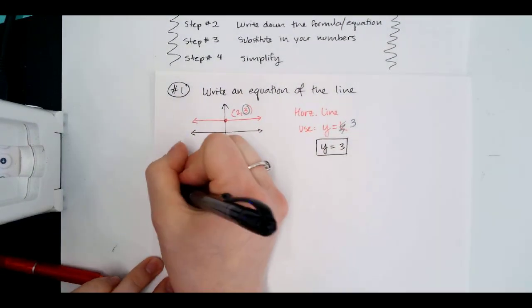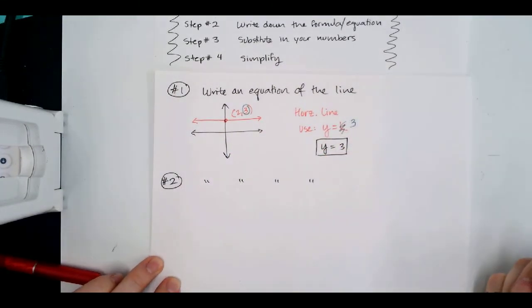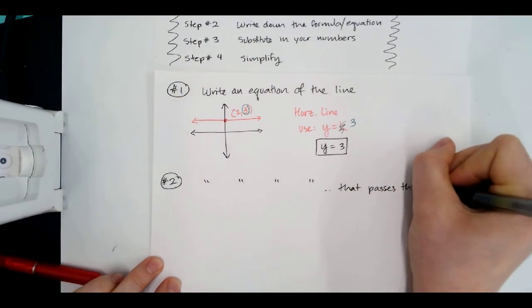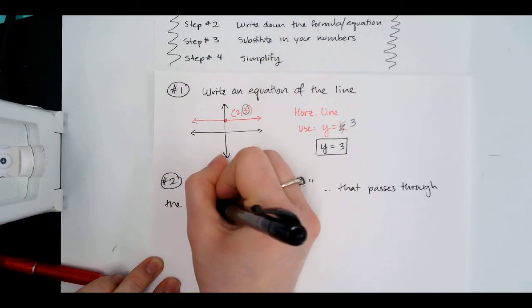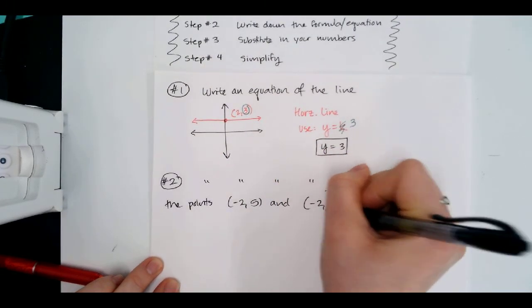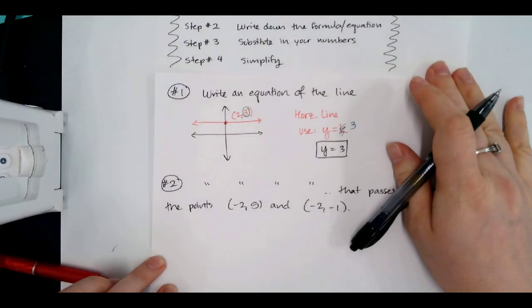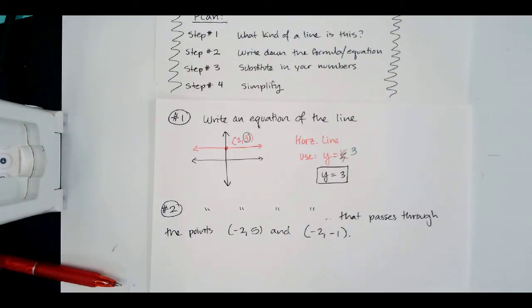Okay, number 2, same directions. Write an equation of the line that passes through the points -2, 5, and -2, -1. So whenever we see the directions, write the equation of a line, this is the plan that I have in my mind. So the plan is, what kind of a line is this?